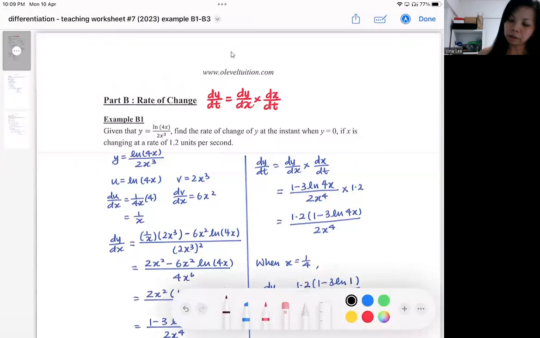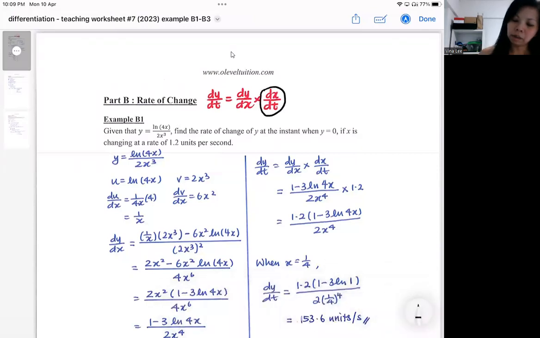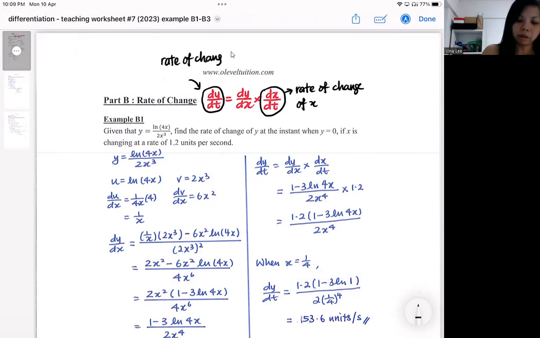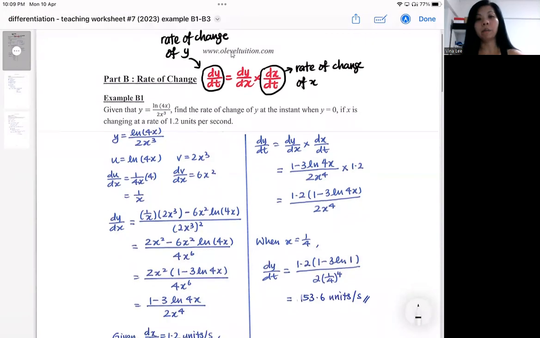Okay, so just as a recap, this is the rate of change of x, and this is the rate of change of y. So the formula doesn't change, the notation also doesn't change. The only thing is your dy dx. So you gotta go according to the formula of dy dx.